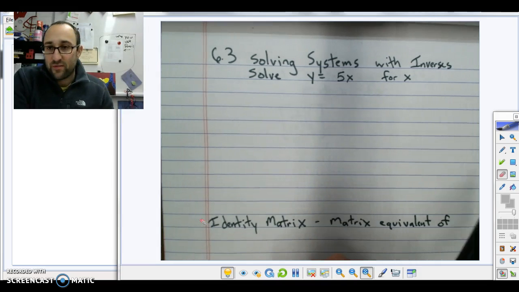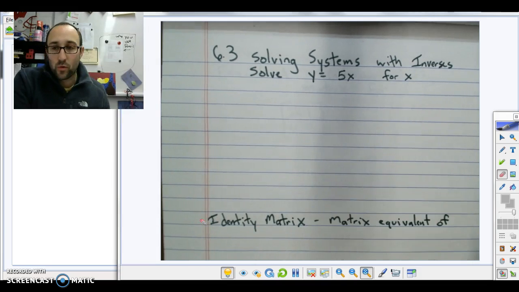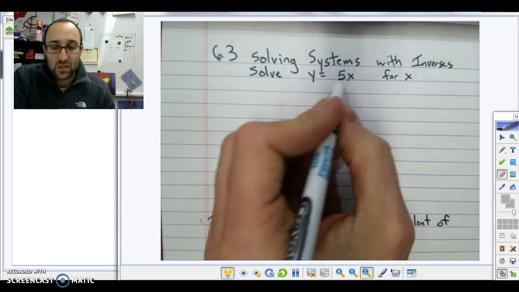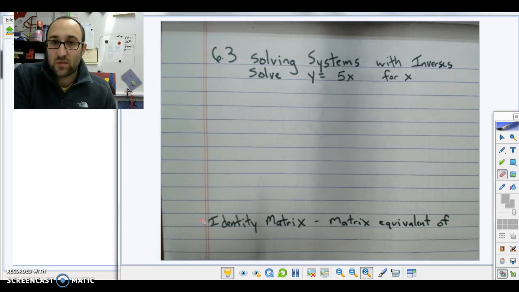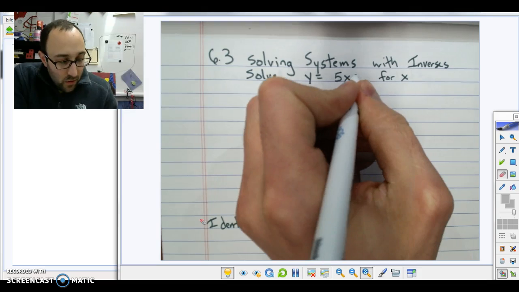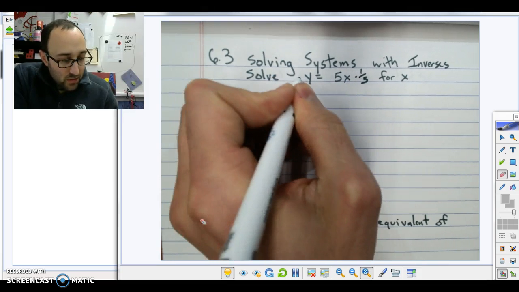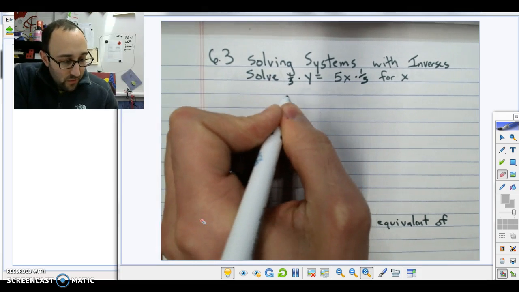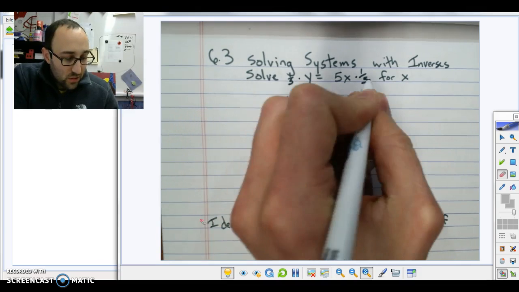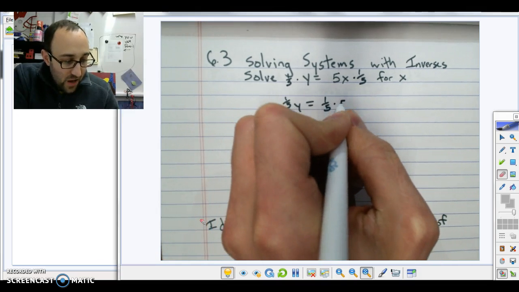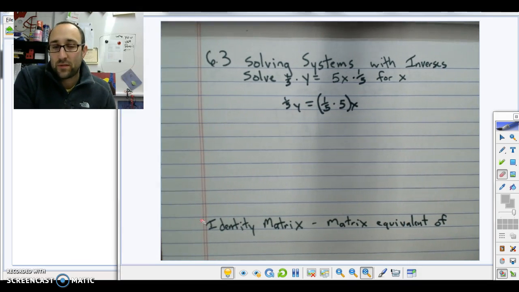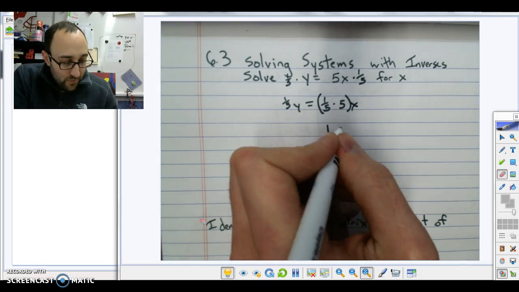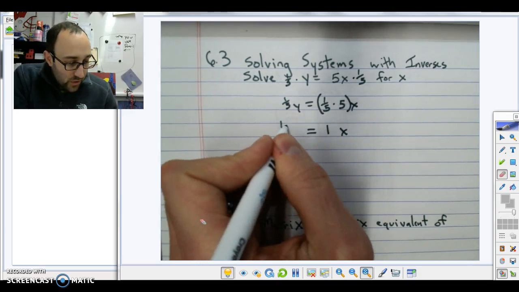So we have y equals 5x, and I want to solve for x. Normally what a lot of you would do is divide by 5, and you'd be absolutely right. But what we are going to do now, instead of dividing by 5, is a different way: multiply by 1/5. So we have 1/5 y equals 1/5 times 5x. Now if I take 1/5 and multiply it by 5, what happens? They cancel out and equal 1, so we get 1x equals 1/5 y.